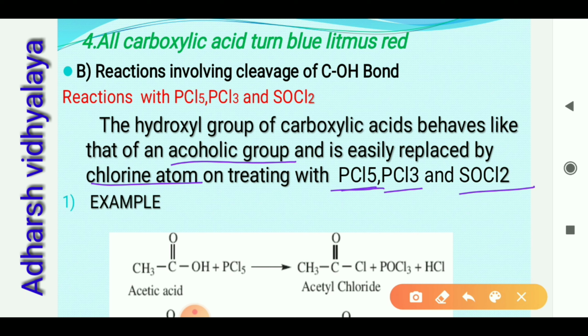Let us take acetic acid as an example. When acetic acid reacts with phosphorus pentachloride, we get acetyl chloride plus phosphorus oxychloride plus HCl. These are examples of chlorinating agents. In acetic acid, the OH minus is replaced by Cl minus. So we get acetyl chloride, CH3COCl.